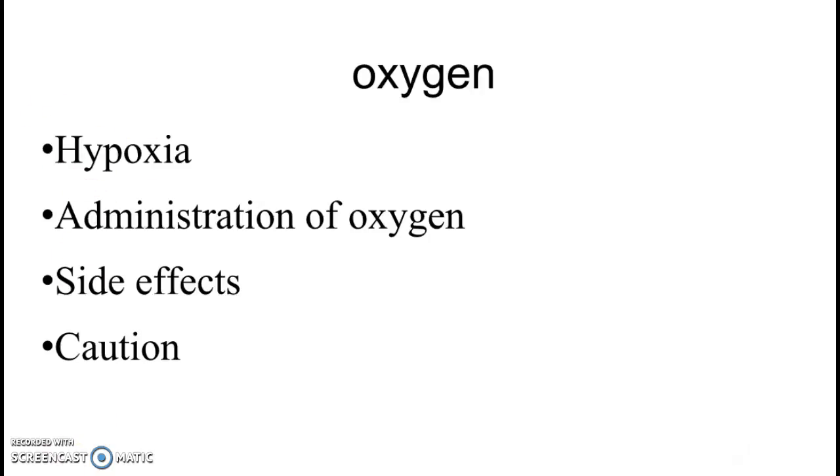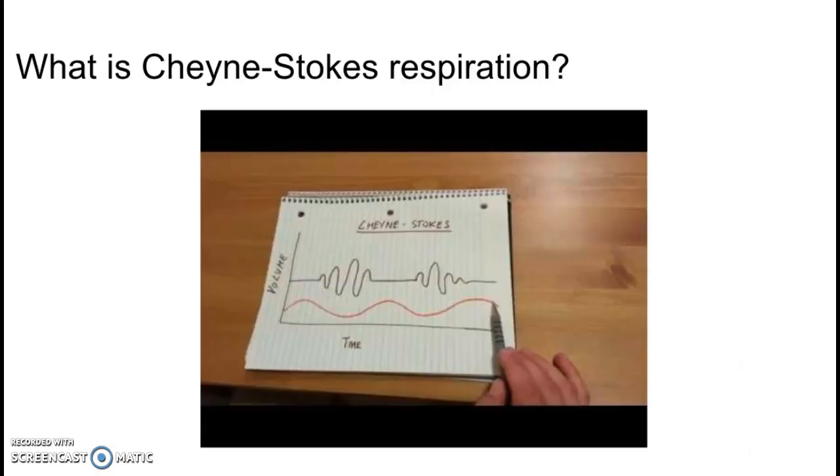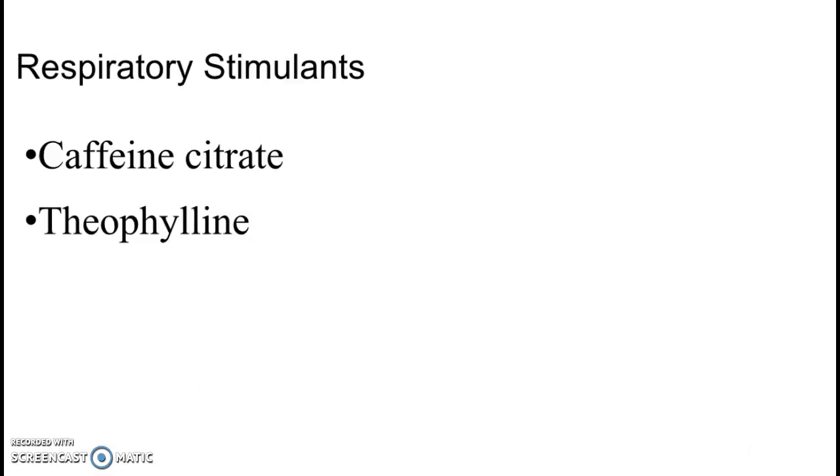Your textbook briefly touches on respiratory stimulants. Caffeine citrate, which is used in neonates, infants, who are having some respiratory problems, maybe because they were born prematurely or whatever. And then theophylline is another respiratory stimulant that's actually in the xanthine category. We'll talk more about that in a little bit. But theophylline used to be used a lot when I first went into nursing, but I don't see it too much anymore. It has a lot of fairly nasty side effects.